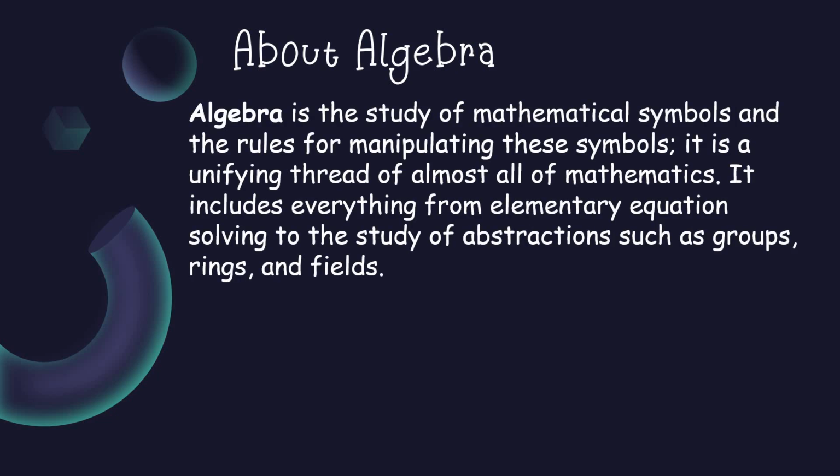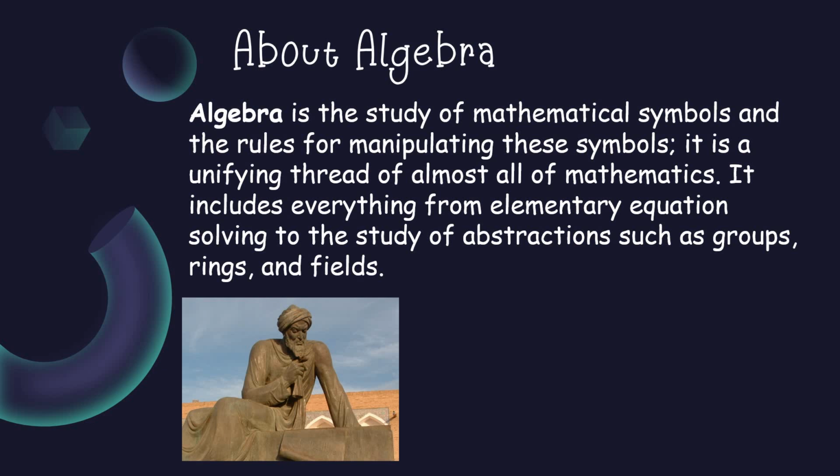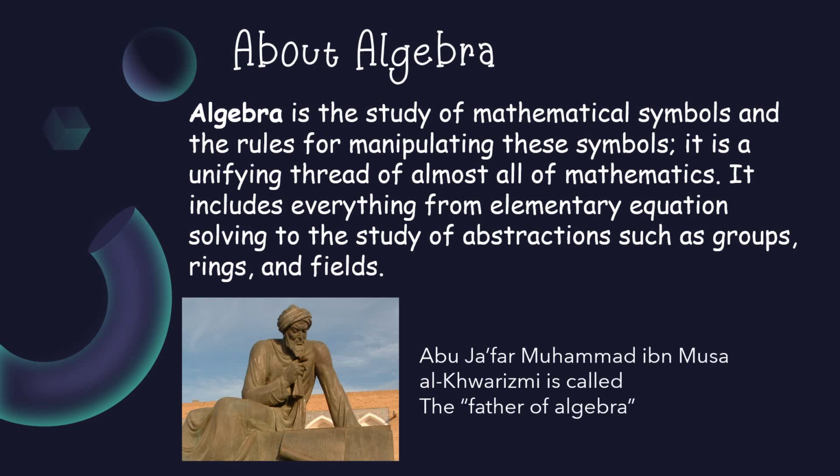Algebra is the study of mathematical symbols and the rules for manipulating these symbols. It is a unifying thread of almost all of mathematics. It includes everything from elementary equation solving to the study of abstractions such as groups, rings, and fields. This is the statue of someone who is called the father of algebra. His name is Abu Ja'far Muhammad ibn Musa al-Khwarizmi. He is the one who is called the father of algebra.